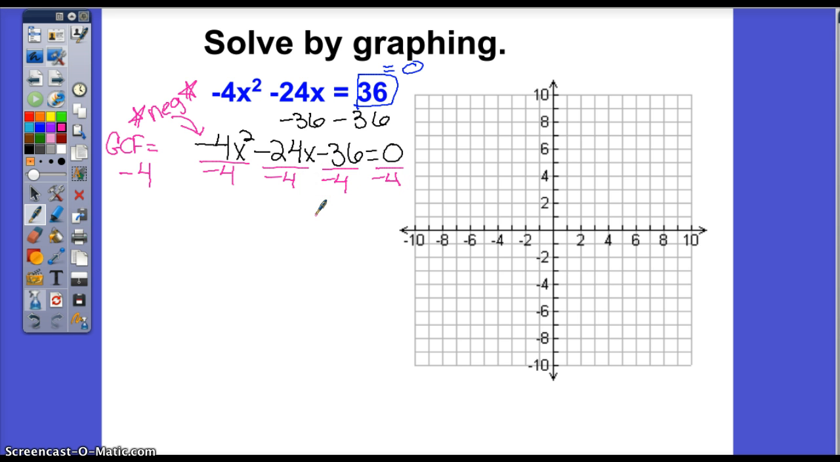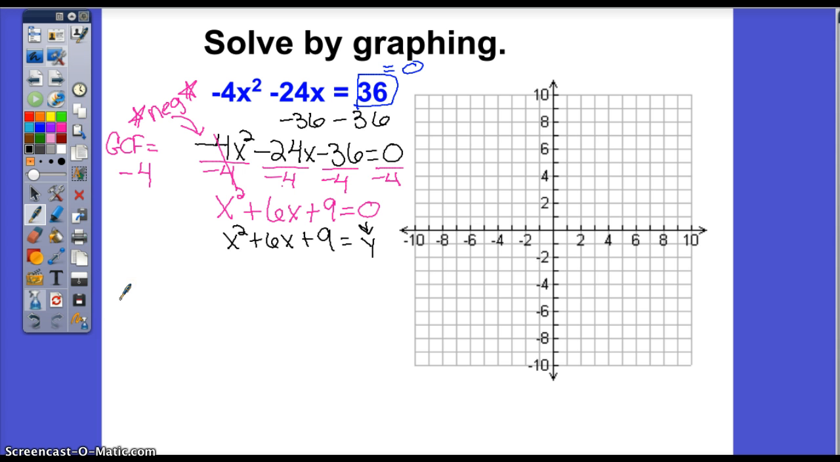Negative 4x squared divided by negative 4 is just x squared. My negative 4's cancel. Negative 24 divided by negative 4 is positive 6x. And negative 36 divided by negative 4 is going to be positive 9. And that all equals 0. So I want to find what is x when all that's 0. But for the case of graphing, let's just make that a y so that it makes it easier to graph. So x squared plus 6x plus 9 all equals y.